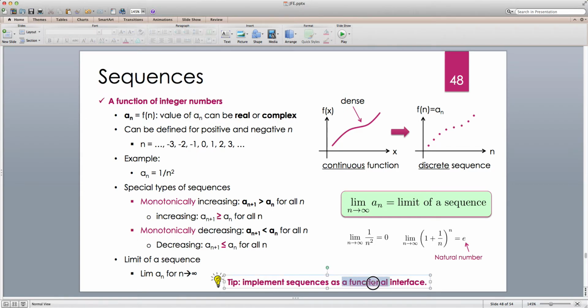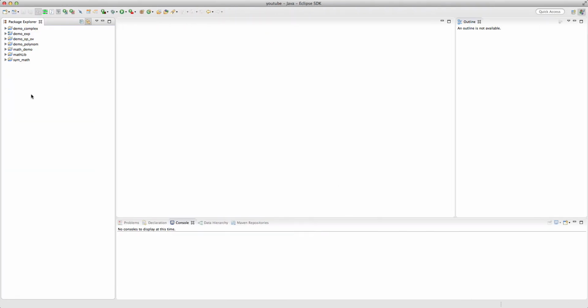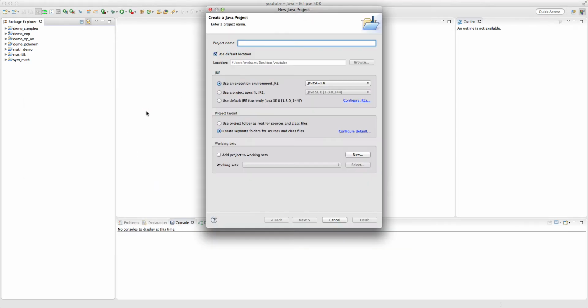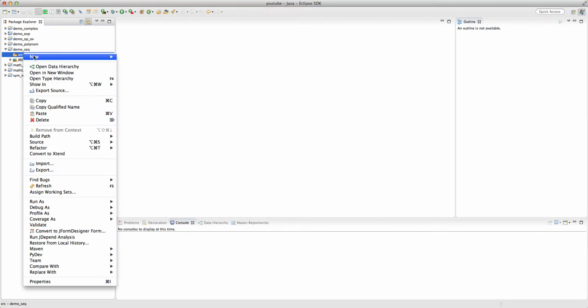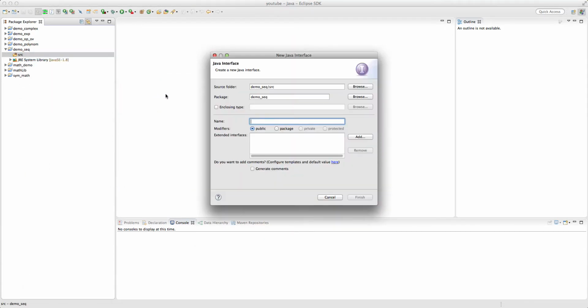What I'm going to do is use a functional interface, so basically an interface with just one method that returns the value of the sequence. So let's head to Eclipse. I'm going to create a new Java project called demo sequence. And here I'm going to create an interface and call it Sequence.